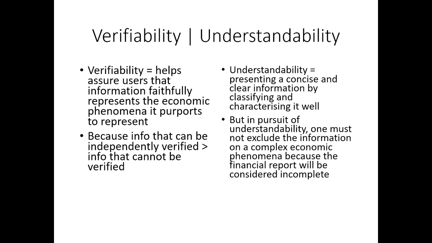Next is verifiability. Verifiability helps assure users that information faithfully represents the economic phenomena it purports to represent, because info that can be independently verified is better than info that cannot be verified. Right next to that is understandability. Understandability means presenting concise and clear information by classifying it and characterizing it well. But in pursuit of understandability, one must not exclude the information on complex economic phenomena because the financial report will be considered incomplete.